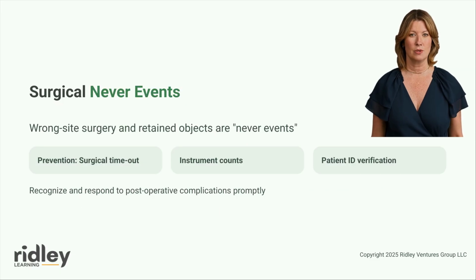Regarding surgical errors, including retained foreign objects and wrong site or wrong patient surgery, these are considered never events, errors so serious they should never happen. Prevention relies on the rigorous and consistent application of safety protocols such as the surgical timeout, which is a final verification of the correct patient, procedure, and site before incision, meticulous instrument and sponge counts, and robust patient identification procedures using at least two unique identifiers.